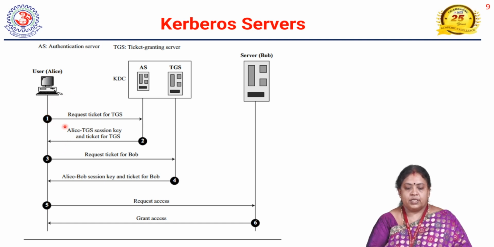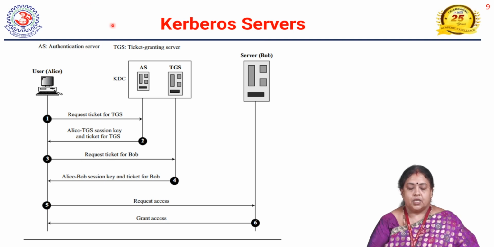So the user requests the ticket for the TGS. After verifying the authentication of this particular user, the AS, the authentication server, gives a session key, which is between Alice and the TGS, and the ticket for the TGS. So the AS gives a session key and a ticket for the TGS. And by using this session key, the user is going to interact with the TGS.